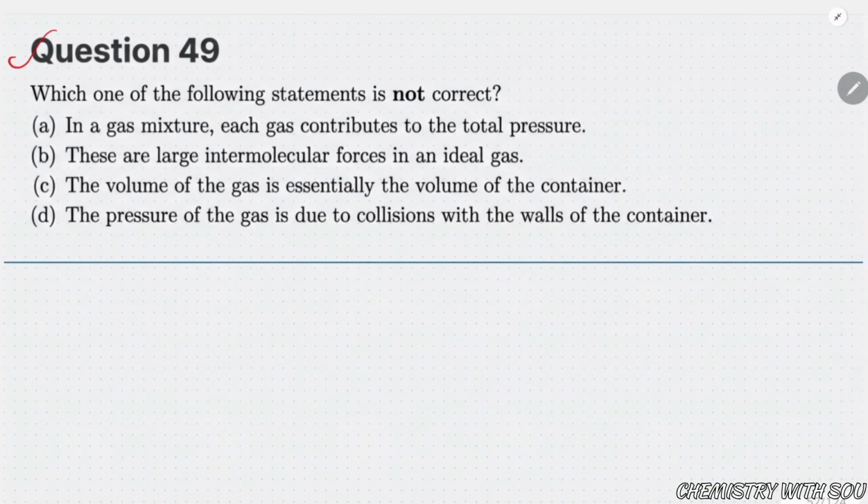In question number 49, which one of the following statements is not correct? In a gas mixture, each gas contributes to the total pressure, that is true. There are large intermolecular forces in an ideal gas, it is not correct. An ideal gas does not have intermolecular forces. So the not correct statement is B.